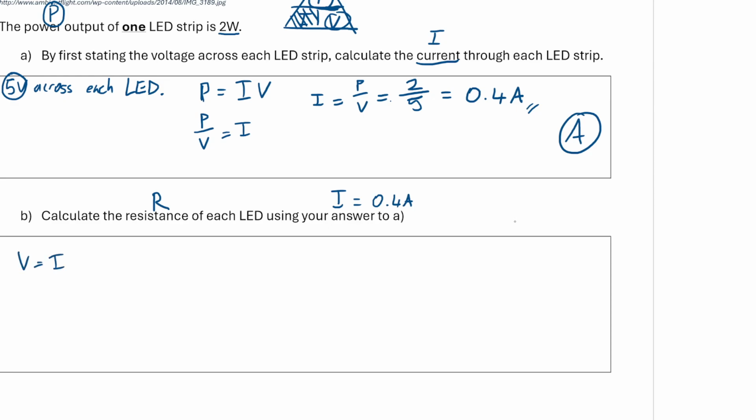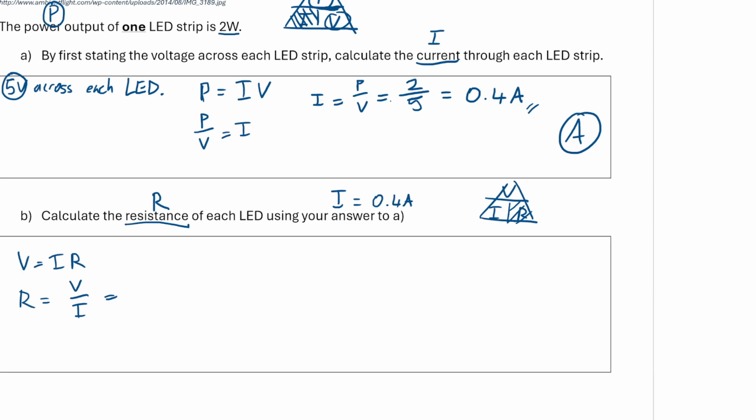V equals IR. Great. And what are we solving for? Well, we're solving for resistance, which is over here, which means we need to divide by I across. So resistance would be voltage divided by current. And as a formula triangle, you can do the exact same. Looking for resistance, we're left with voltage over current.